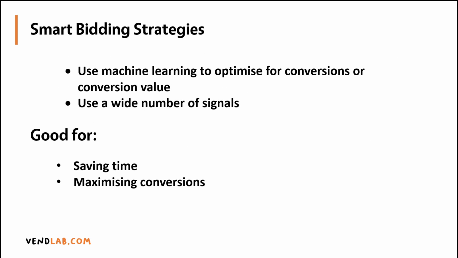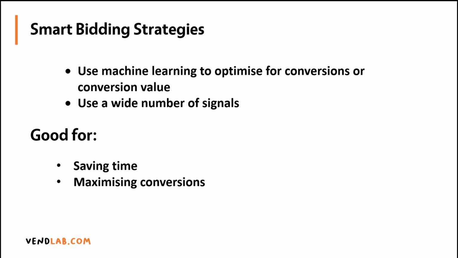Google is investing in machine learning and has developed some smart bid strategies. These use machine learning to optimize for conversions or conversion values. They use a wide range of signals to work out when the best time to bid for your ads is. So for example, they would look at the previous intent of the user, they would look at the location of the user, they would take the amount you bid, and the information they have from your website to decide when it's the best time to bid.